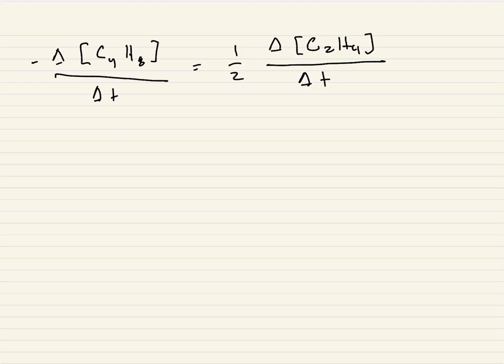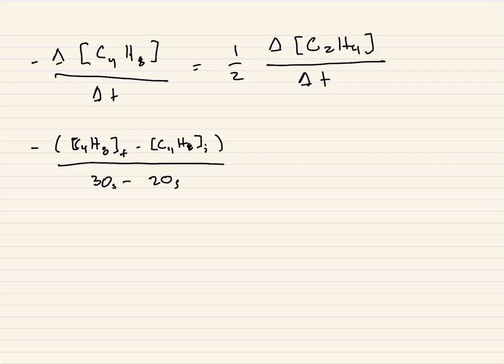So we just have to plug in the values here. This is going to equal minus the final concentration of C4H8 minus the initial concentration of C4H8, over 30 minus 20 seconds, because we're looking at that specific time interval, is equal to 1/2 delta C2H4 over delta T. So it's essentially the same step, it's just here we are looking at the rate at a different point in the reaction.